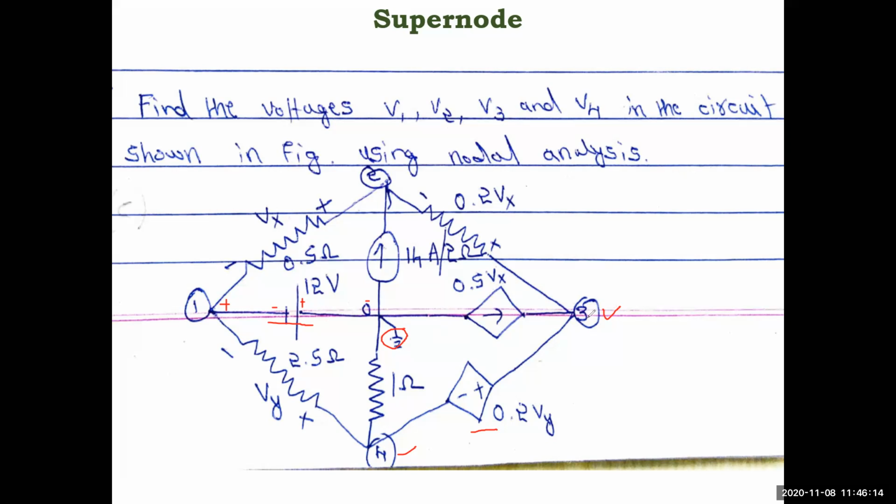Then you have to write the constraint equation between 3 and 4. You have V3 minus V4 is equal to 0.2 Vi, because the plus side is this side, the minus side is this side, accordingly, right? Then where is the Vy? Here, it's shown plus on this side. That means V4 minus V1 by 2.5. Sorry, voltage means V4 minus Vy.